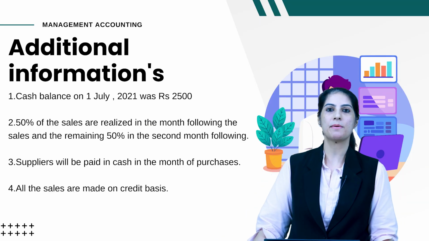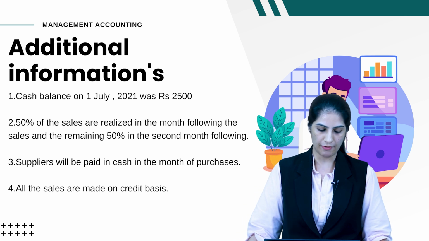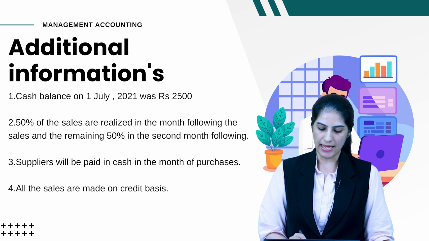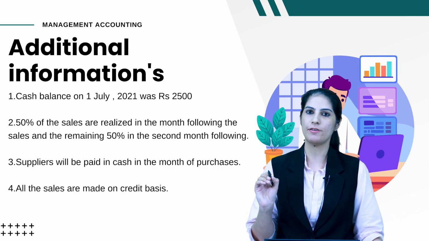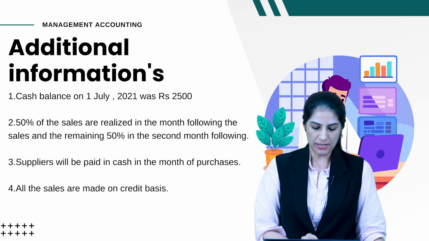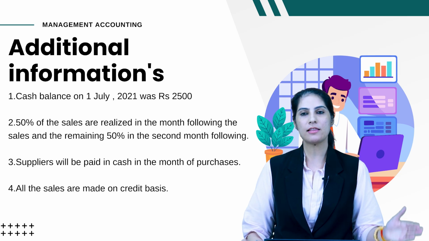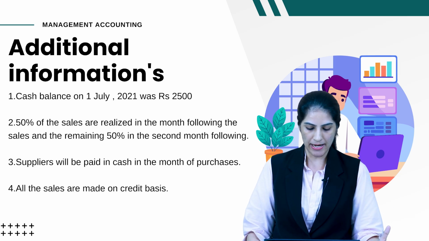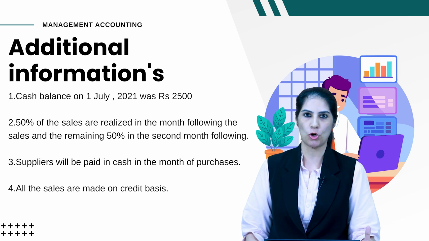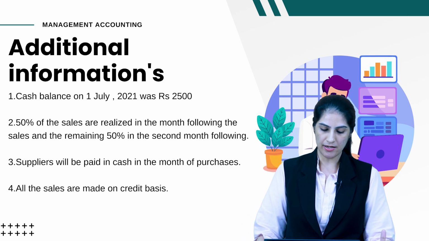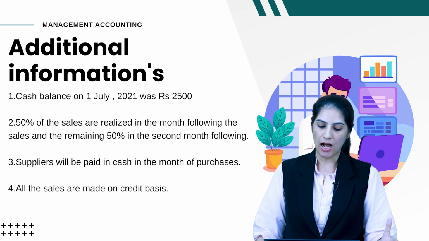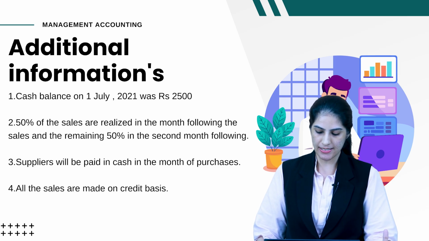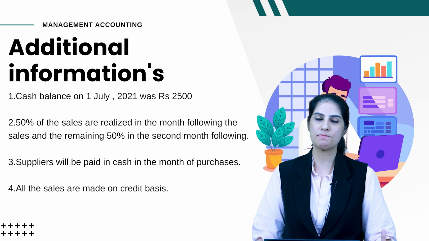Additional information is very important. So let us have a look at the additional information. The cash balance as on 1st July 2021 is given to me as 2500. 50% of the sales are realized in the month following the sales and the remaining 50% in the next month following. This is very important to understand. So sales are credit in nature, and how are they realized? 50% in the month following and the remaining 50% in the next month following.